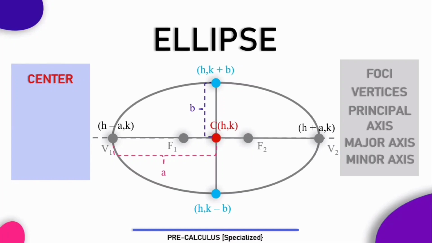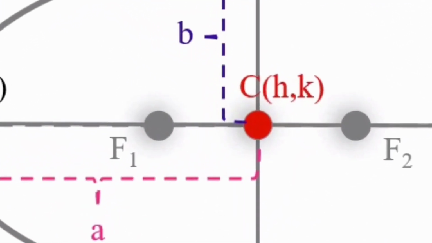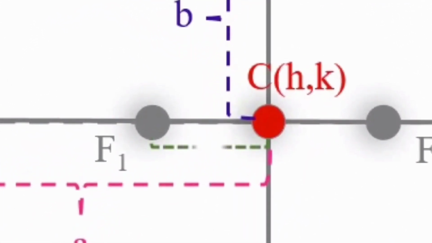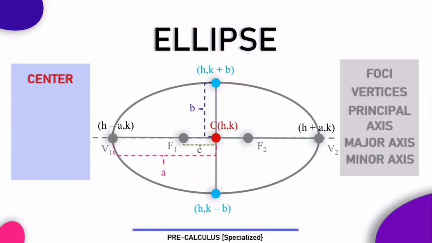Make sense? Lastly, we let the distance from the center to a focus be c. Ibig sabihin, yung coordinate ng foci natin ay... tama ang nasa isip mo. For f sub 1, we have h minus c, k.